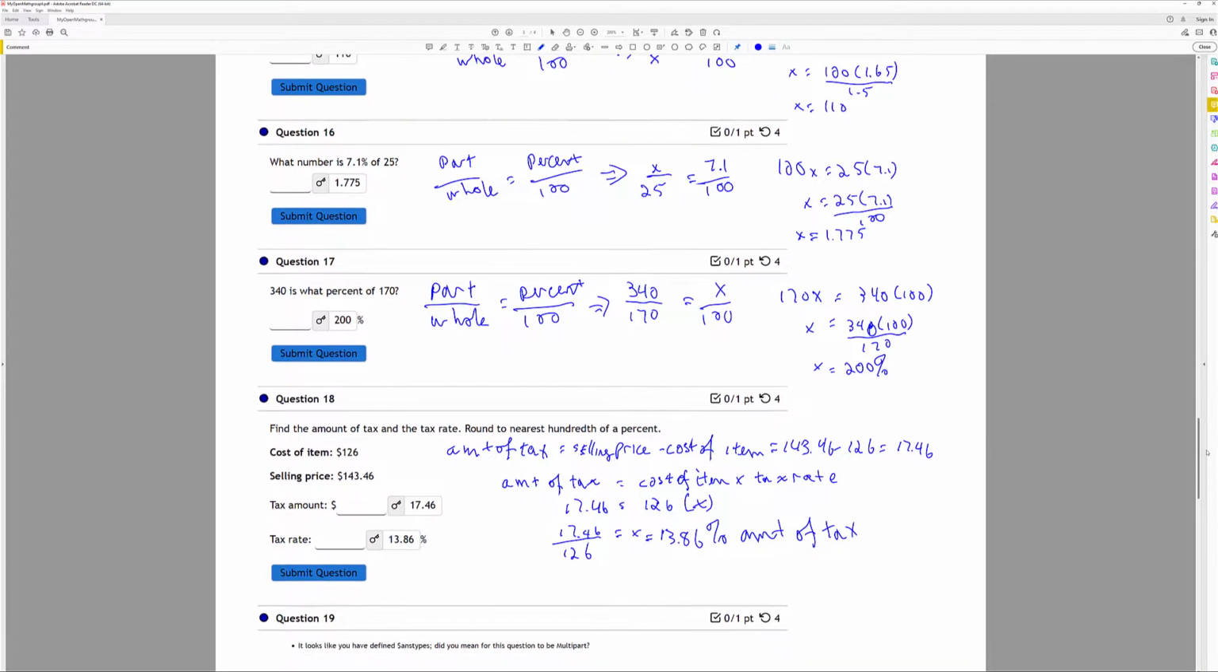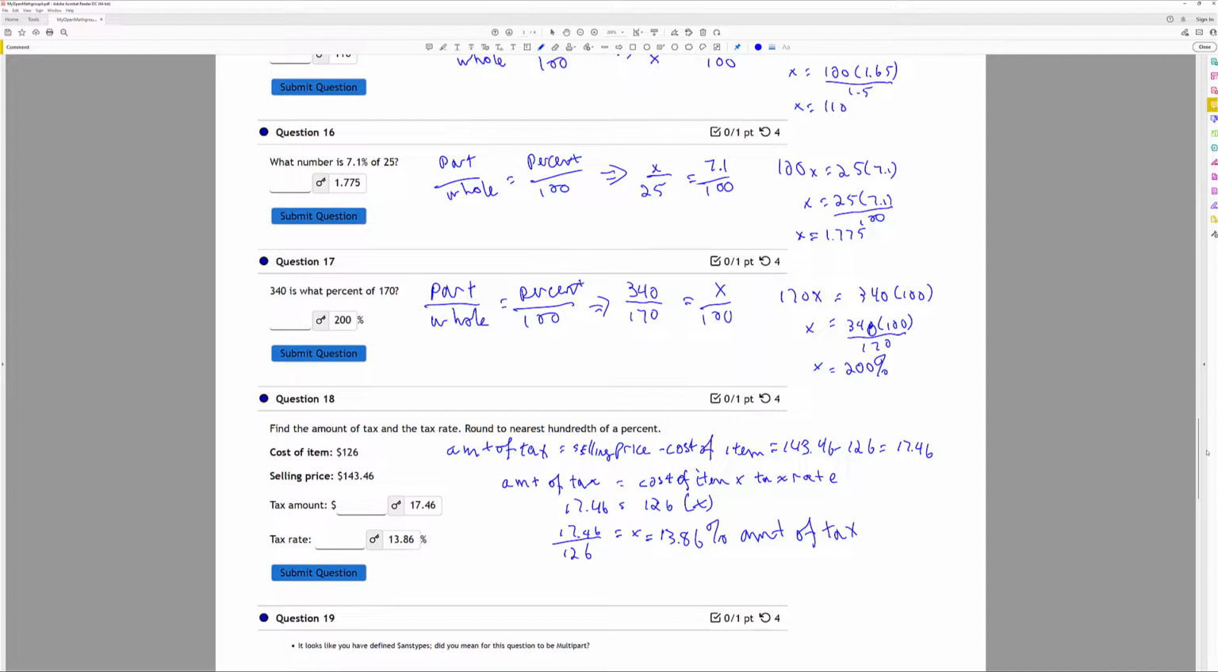Number 16, I have a proportion. What number is 7.1% of 25? Set up my proportion. What comes after of is the whole. Then I have my percent, and what's left is the part. So I can cross multiply and divide. I end up with 1.775 for my answer.